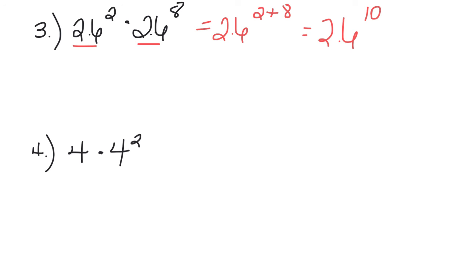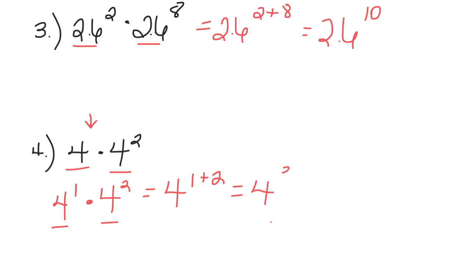If you look at number 4, it is a little different. My base is the same, but this 4 does not have an exponent. That means it has an exponent of 1. So my base is the same, it's 4. 1 plus 2 means that this is 4 cubed, or 4^3.